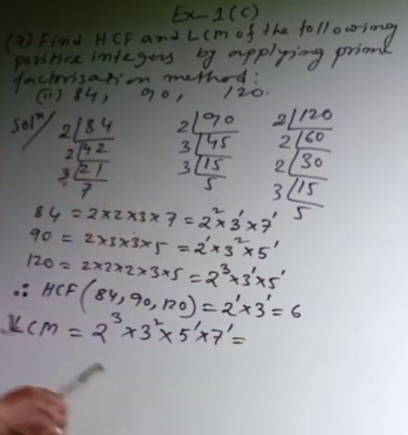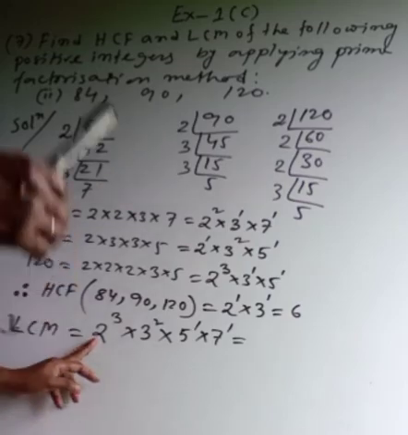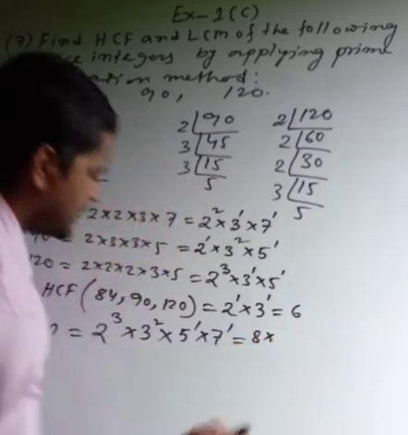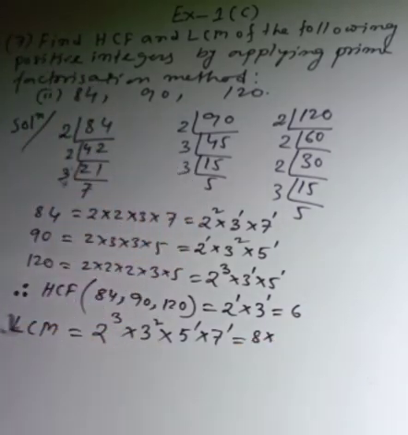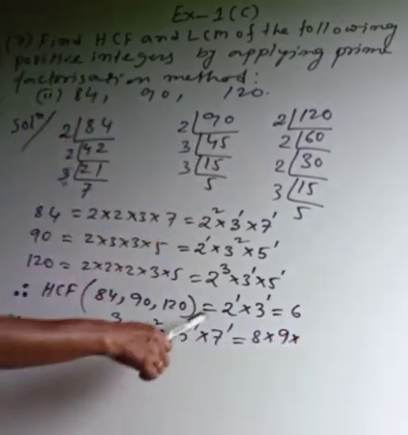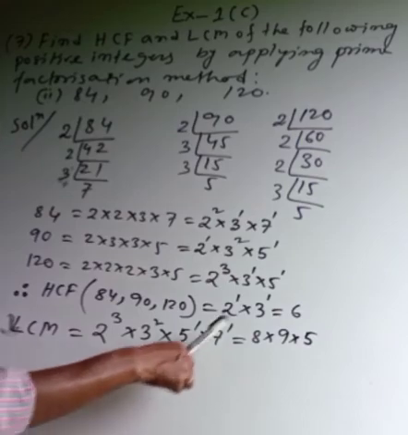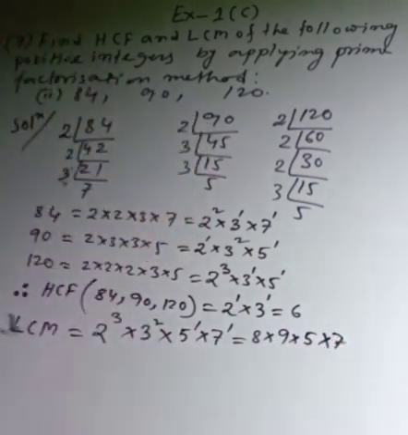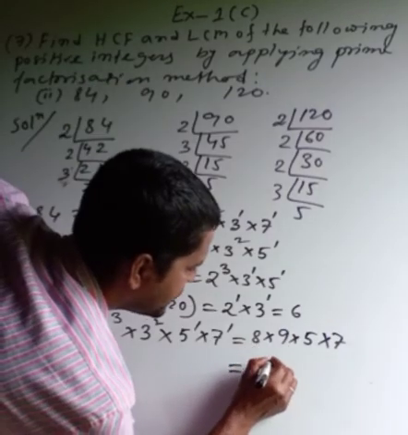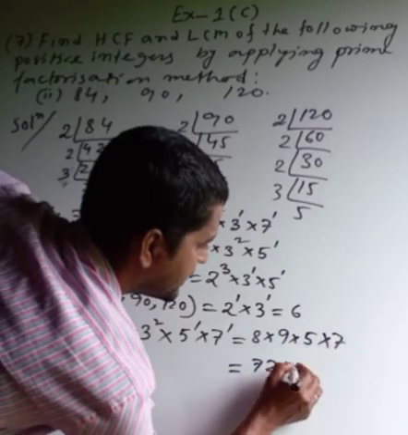So this is equal to 2 cube, which means 2 into 2 into 2, that is 8. Into 3 square, which means 3 into 3, that is 9. Then 5 to the power 1 means only 5, and 7 to the power 1 means only 7. So this is equal to 8 into 9, 72, and 5 into 7, 35.